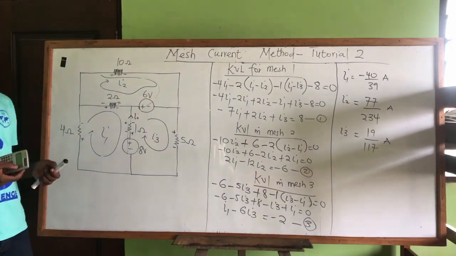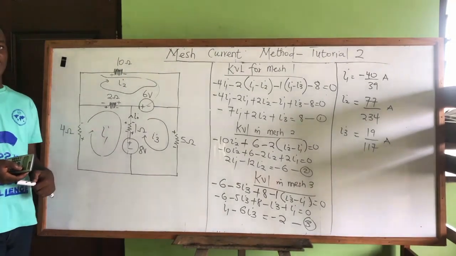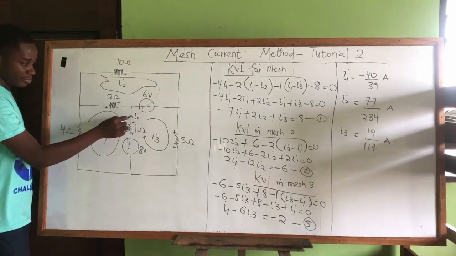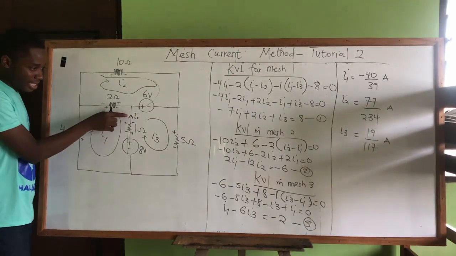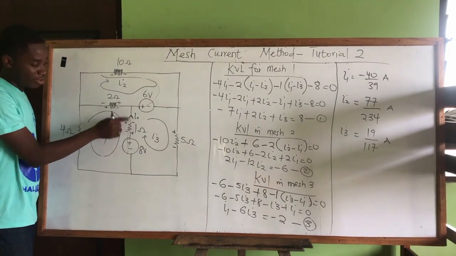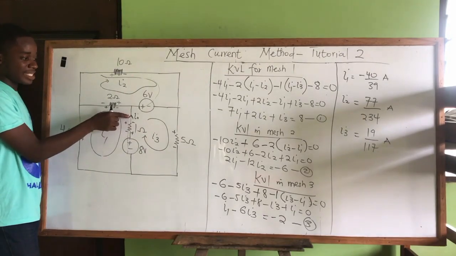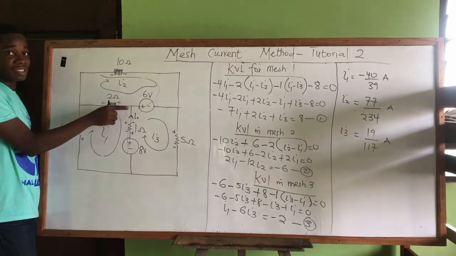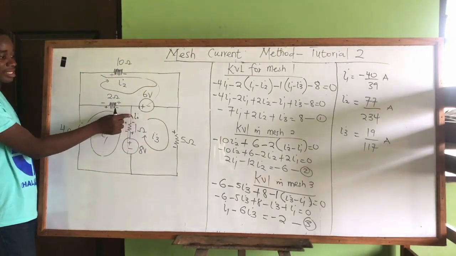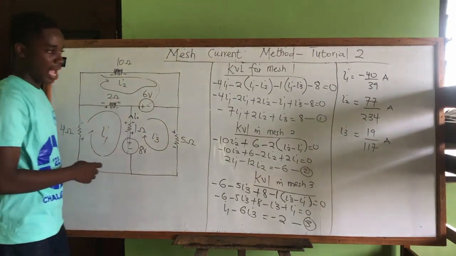But the question is asking us to find current I naught, which is the current flowing through the 1 ohm resistor. In the question, the direction of that current was said to move up. We know current I naught is flowing through 1, and the current through 1 is the difference between these two. But the I naught is moving up, which means between these two currents, the one moving up, in the same direction as the I naught, should be considered positive. So I3 is the one moving in the same direction as the I naught. So the current through the 1 is going to be I3 minus I1.